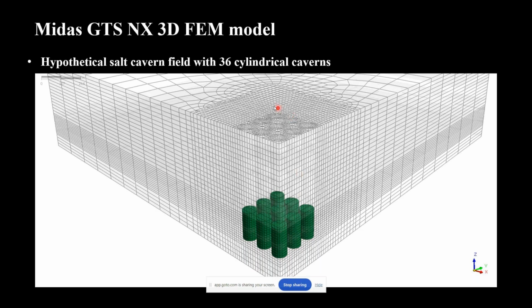And here I'm also modeling only 1/4 of the model because we can take advantage of the symmetry, right? So here we see 9 caverns, but in reality, what we are simulating are 36 caverns.